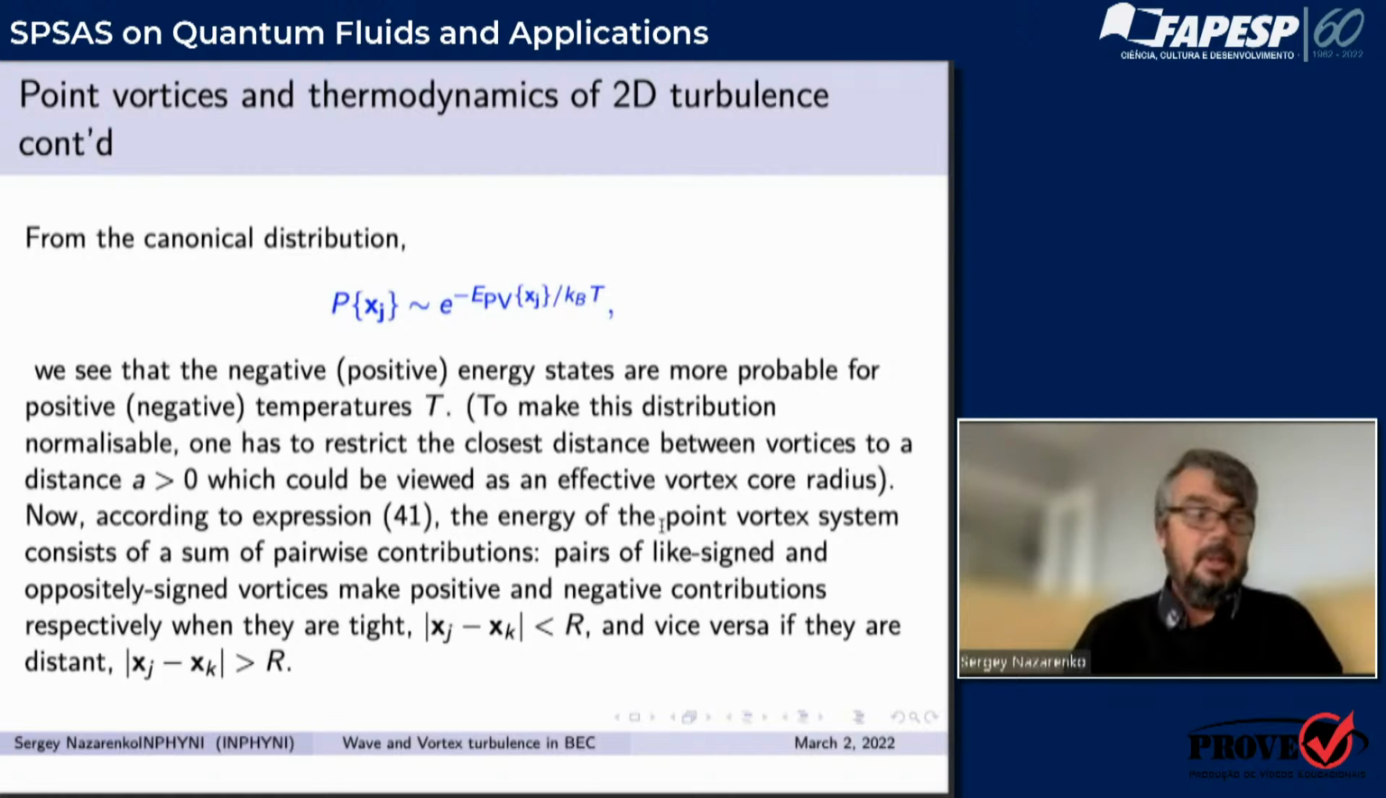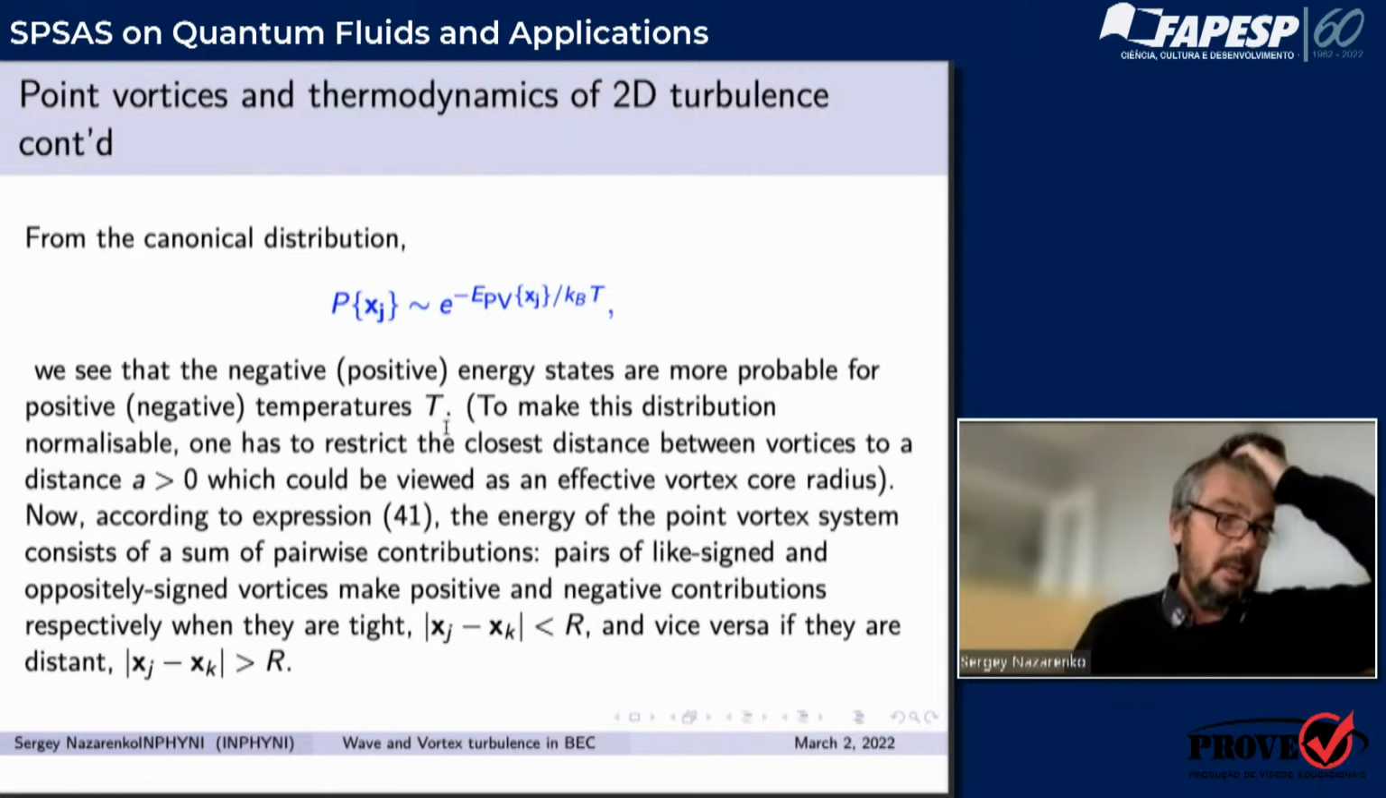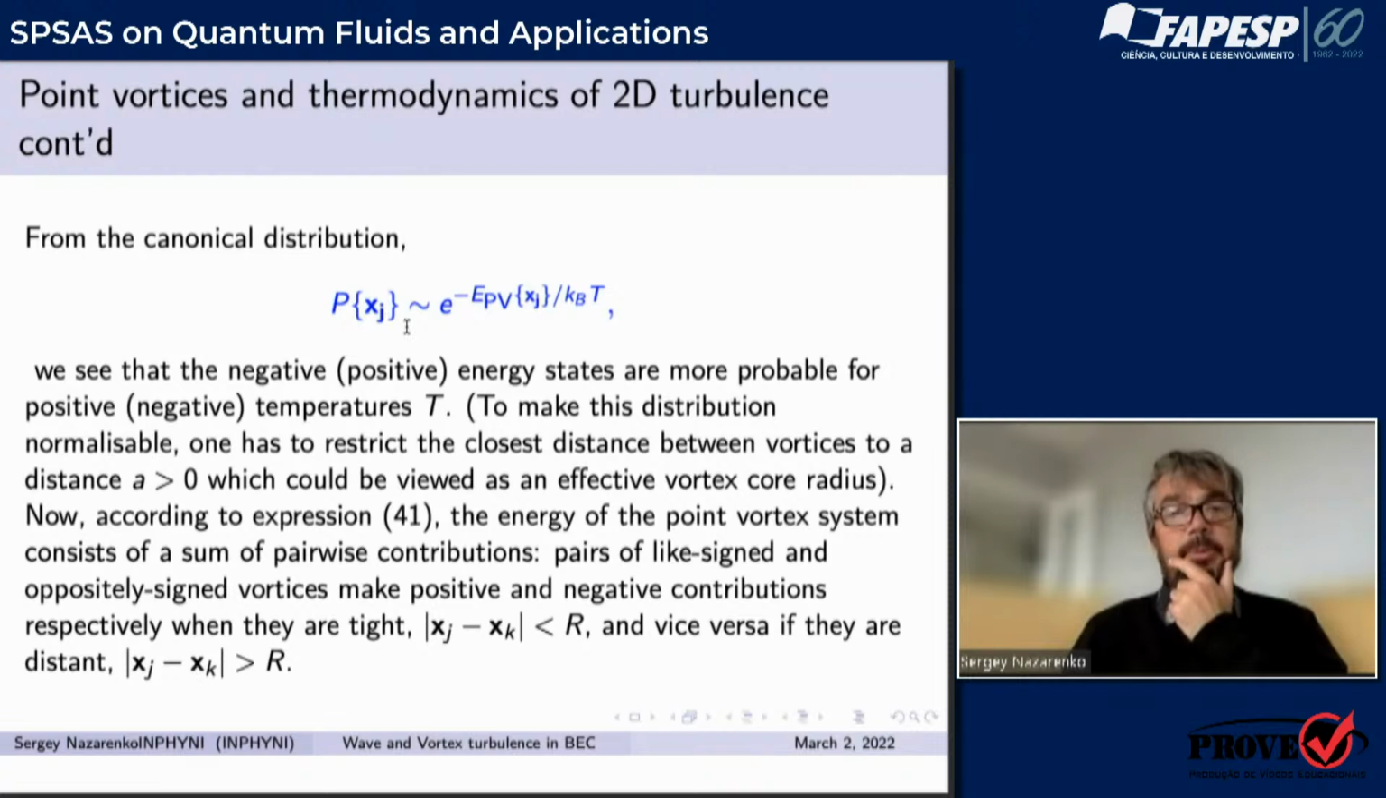And now let's see what it means in terms of how such states are organized. So let's consider the canonical distribution of vortices, so that the probability of various configurations of vortices is equal to this Boltzmann-like distribution. The curly brackets here mean the whole set of coordinates of vortices. So the energy is obviously a function of the whole set of such vortices. And now we see that, because of the expression for the energy, right?